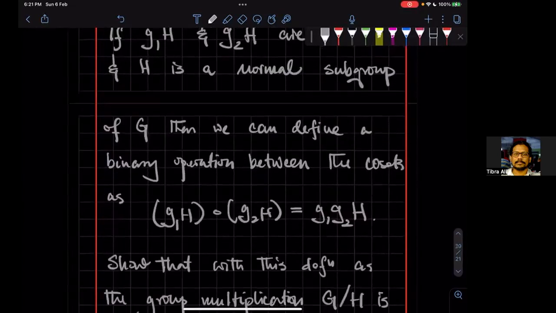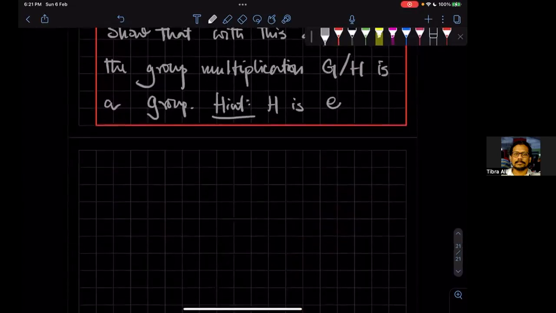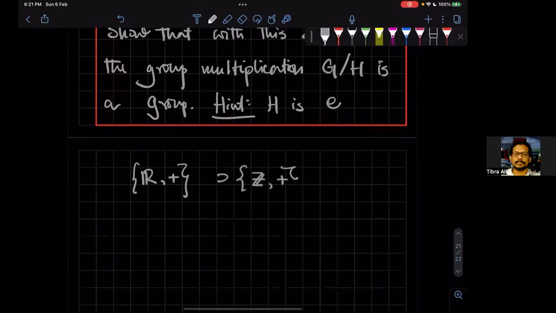So for example, we saw that all the real numbers under addition form a group, right? And it's an abelian group. So a subgroup of that are the integers. So that's an example of a normal subgroup, okay?